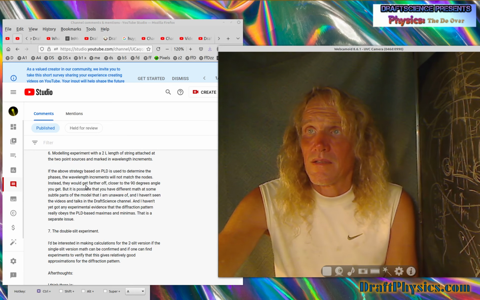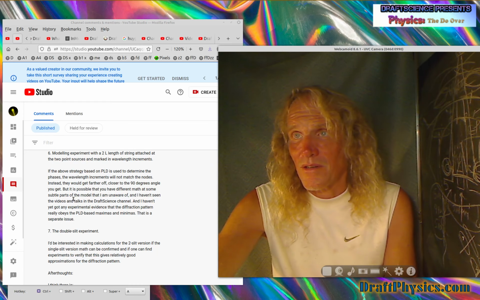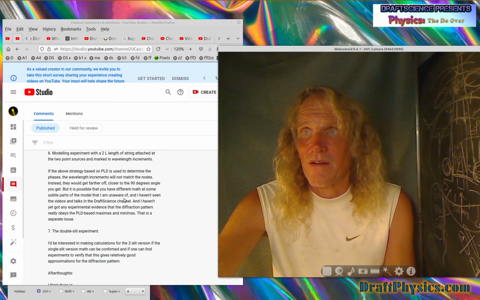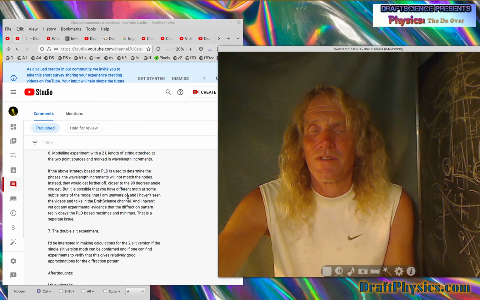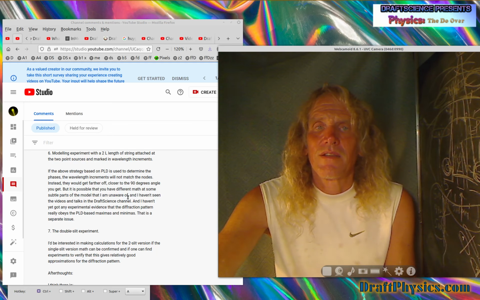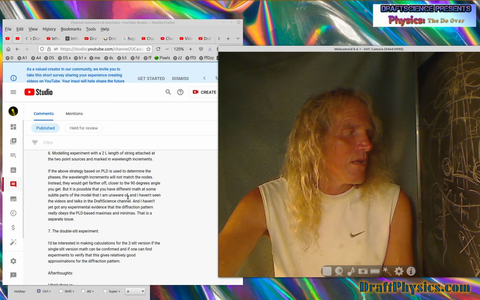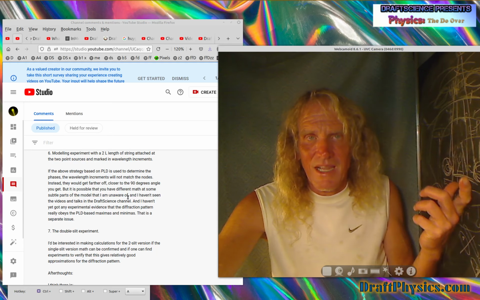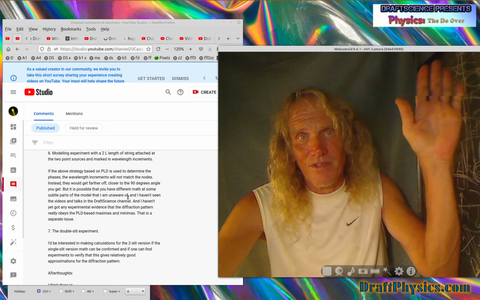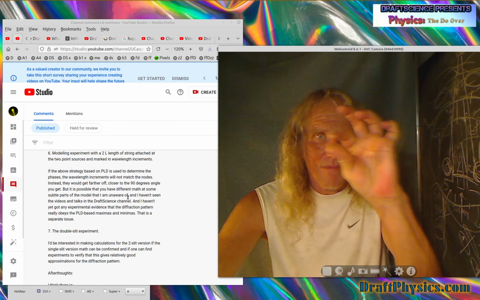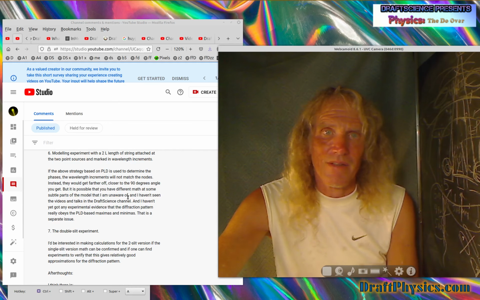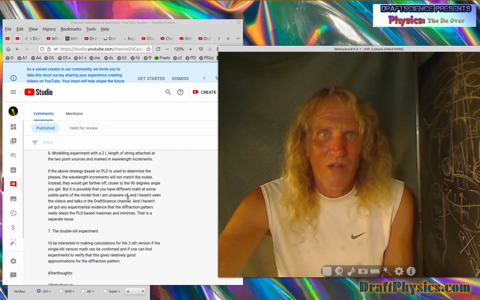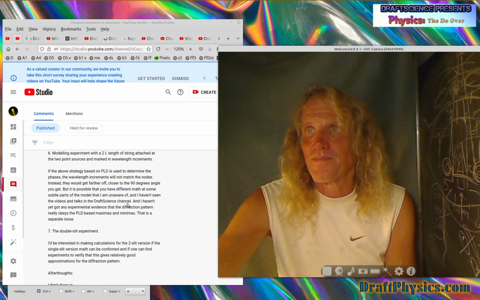All right. Get further off the closer to 9-degree angle you get. But it is possible that you have a different math at some subtle parts of the model that I'm unaware of. So it's not a different math. It's just understanding that the geometry changes substantially as I change the length of the distance. The meaning of the angle is irrelevant. It almost goes away with a large distance.